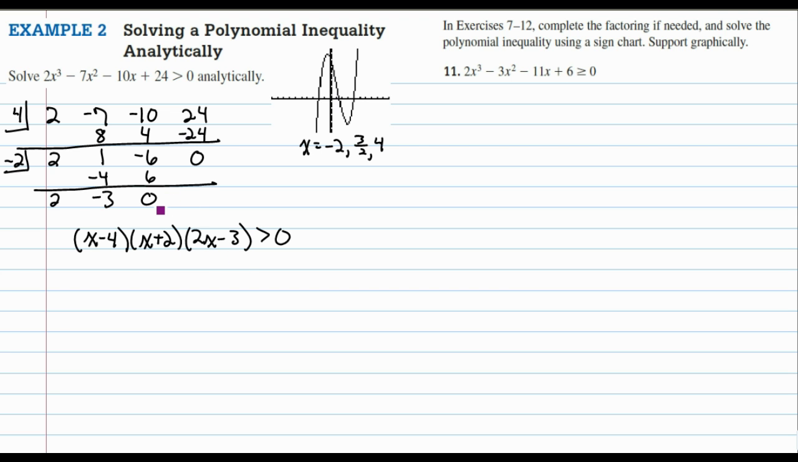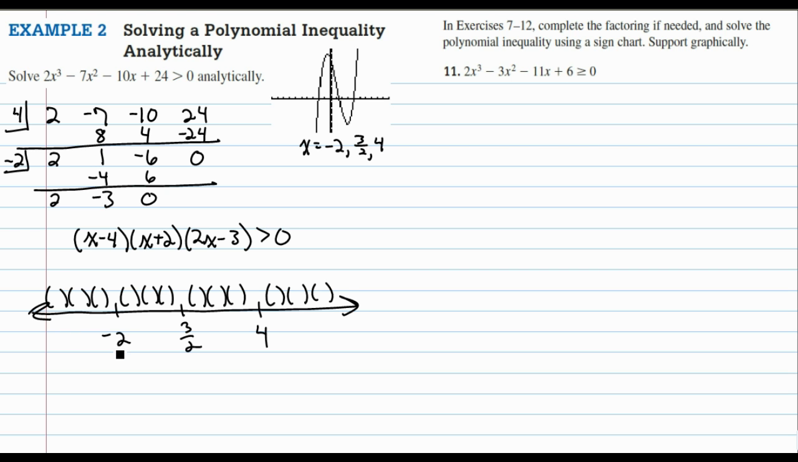So 4 and -2 are zeros, and then the last factor is 2x minus 3 as the rest of the polynomial there. So that would make 3/2 my third zero. So those are the three numbers I'm going to test on the number line.